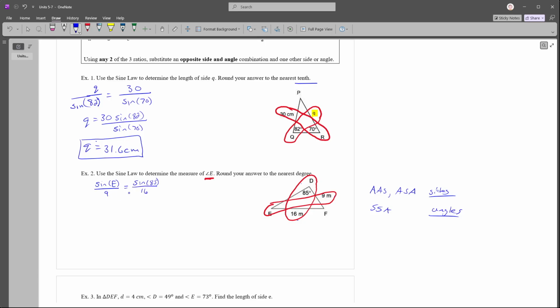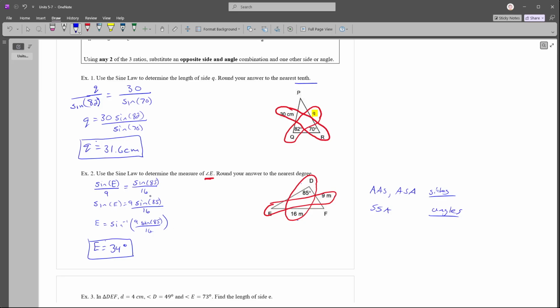Now we cross multiply by multiplying both sides by 9 here. So we end up with sine of E is equal to 9 sine of 85, oh, I forgot to put the 16 here. Oops. That means we got to isolate for E. So E is equal to the sine inverse of this whole thing, 9 sine of 85 over 16. And we end up with E being approximately 34 degrees. And that's it. All right, so it's still the same process.